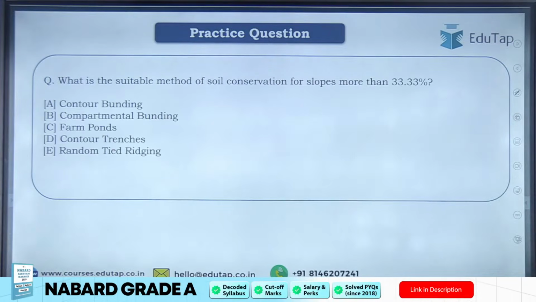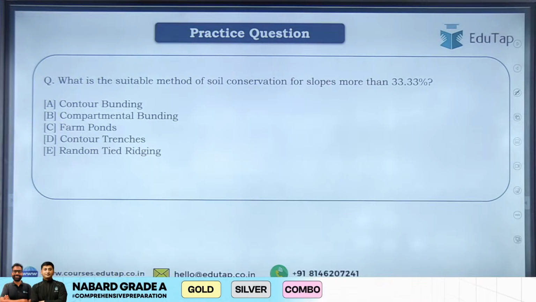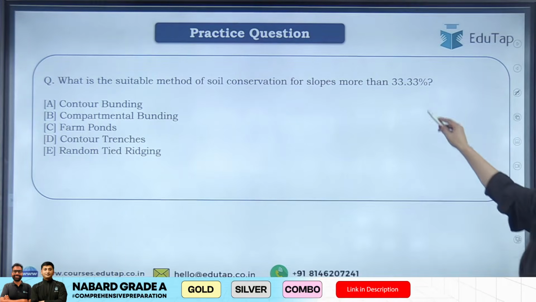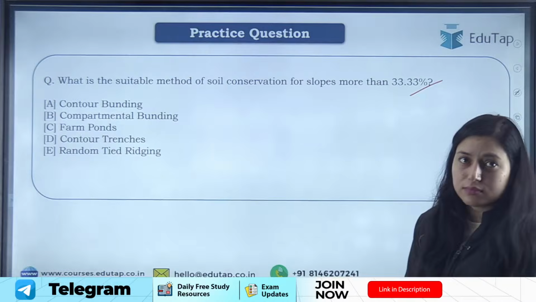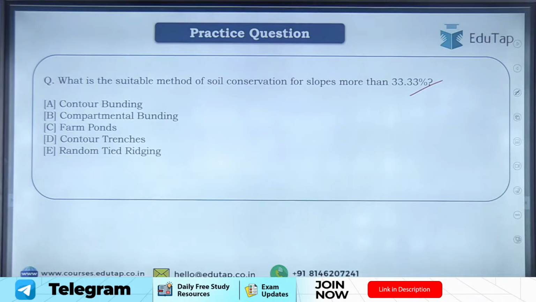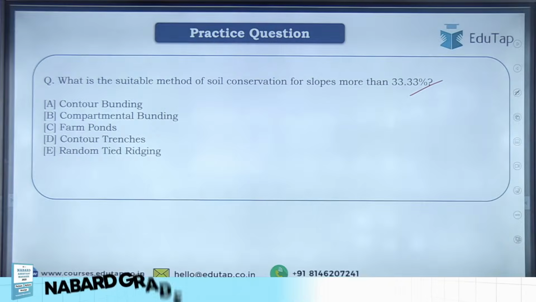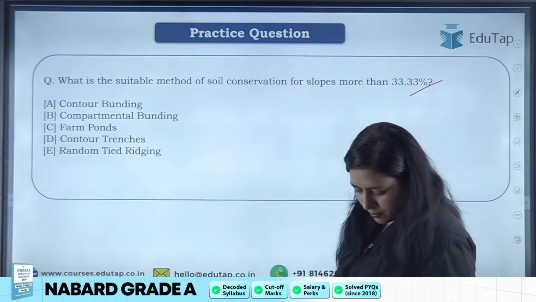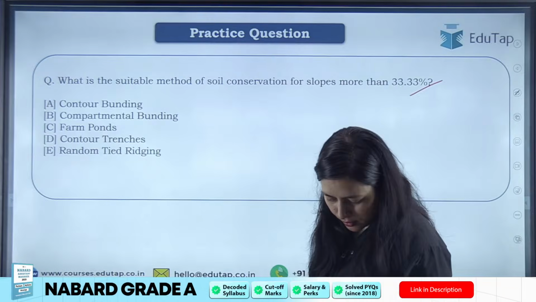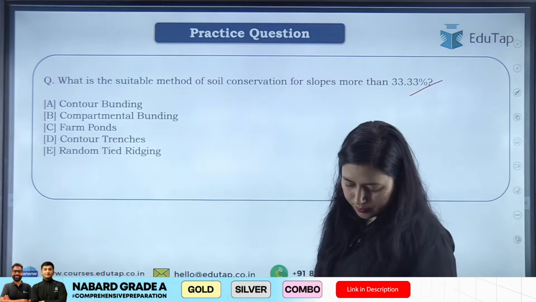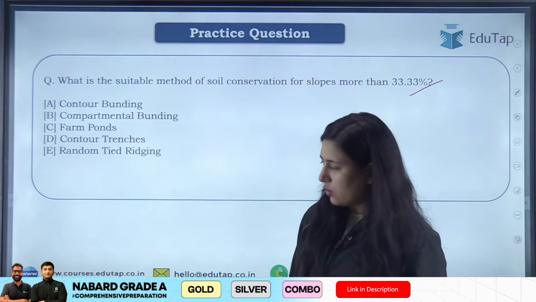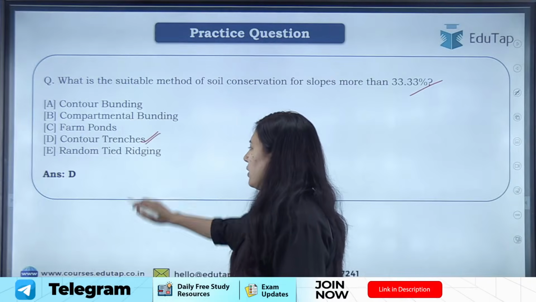नेक्स्ट क्वेश्चन इज what is the suitable method of soil conservation for slope more than 33.33%? What will be the answer? So for this, what will be the answer, students? Very good. Answer will be contour trenches.